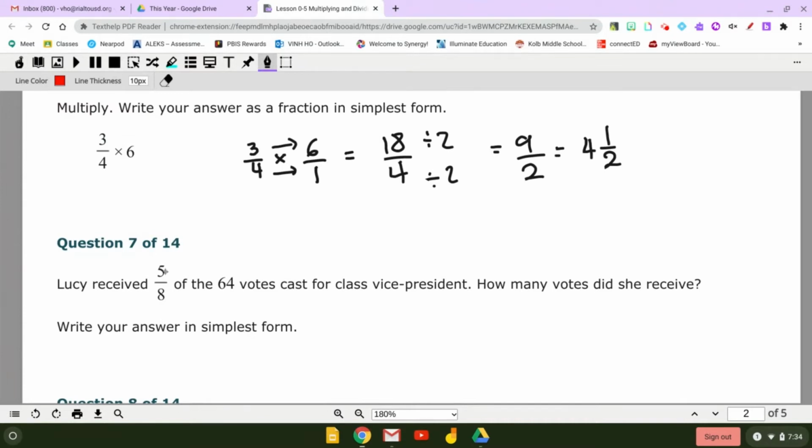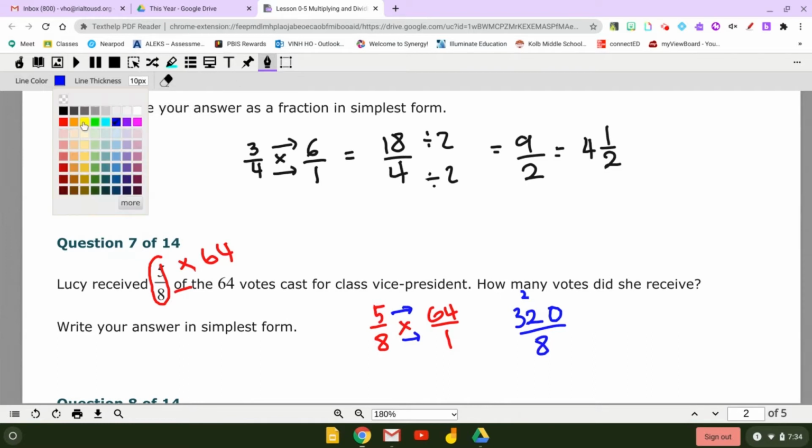Lucy received 5 over 8 of 64 votes cast for the class vice president. How many votes does she receive? So she received 5 over 8 of, meaning multiply, the 64 votes. So 5 over 8 times 64 over 1. We multiply straight across. Or we can do the reducing. 5 times 64: 5 times 4 is 20. Remember 2. 5 times 6 is 30. Add 2 is 32 over 8.